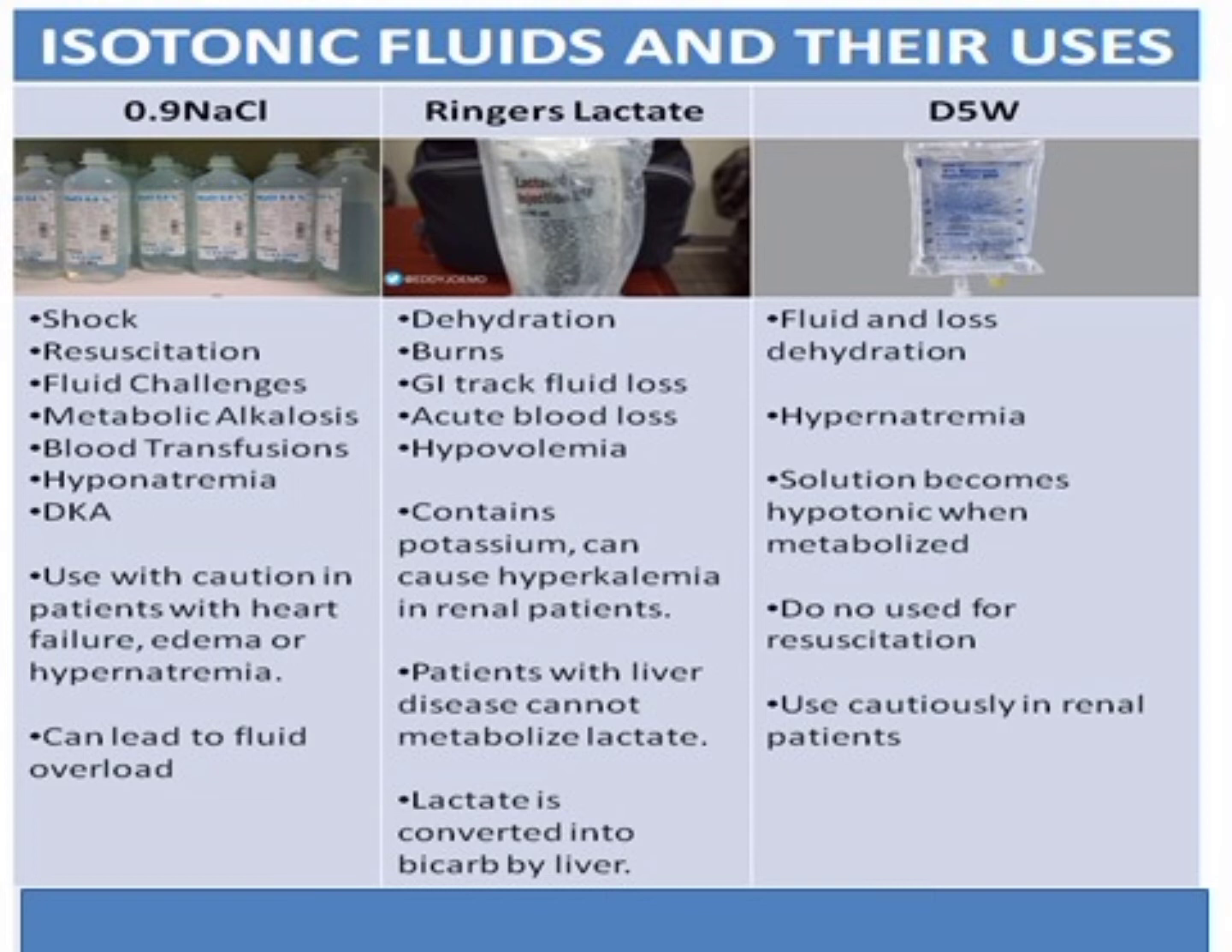And next is dextrose. Dextrose will be used whenever a patient has dehydration or requires dextrose in the body, and also when the patient has hypernatremia. To correct hypernatremia we induce dextrose, and this solution becomes hypotonic when metabolized. Do not use for resuscitation. Use cautiously in renal patients. So whenever we are using dextrose, again we should be cautious. We have to follow the order as per the doctor's advice only.